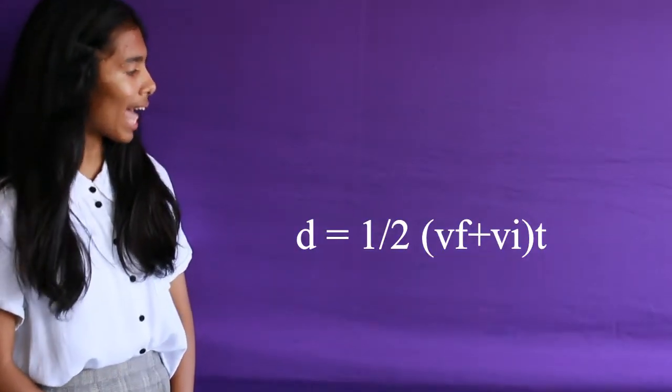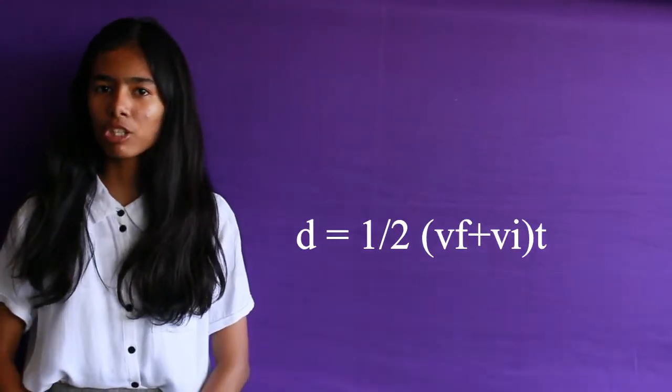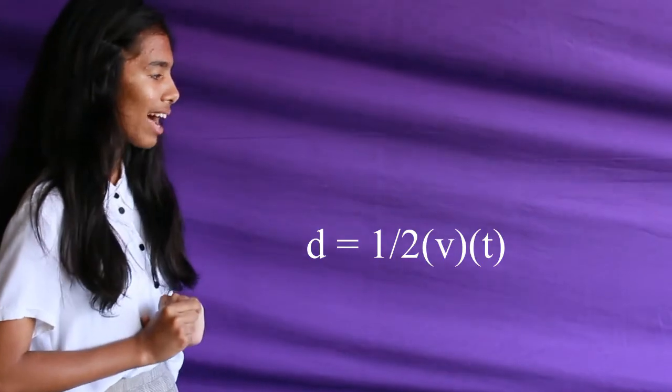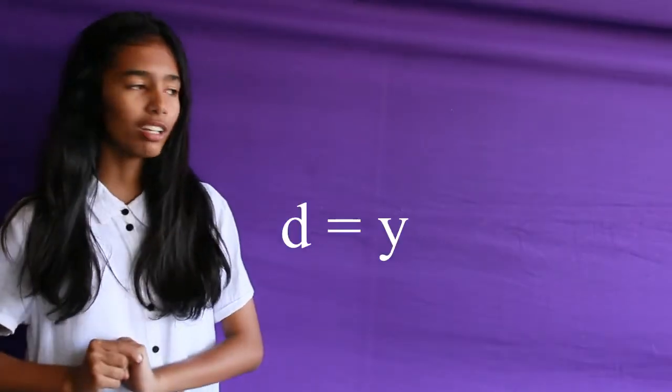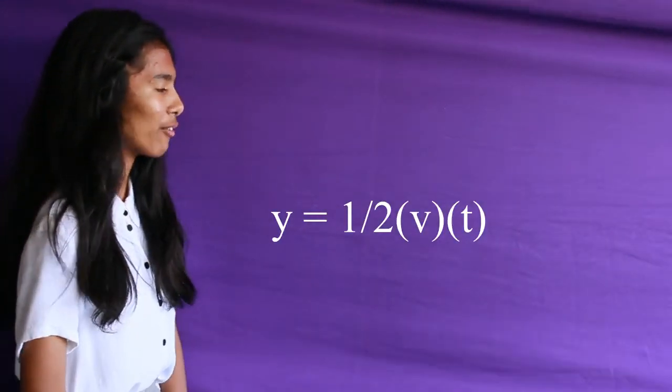Now let's move on to our second free fall equation. As you can see, the second kinematic equation is d equals one half, Vf plus Vi, multiplied by t. But since in the free fall equation Vi is equal to 0, our equation is going to be d equals one half Vf times t. To indicate that we are describing the vertical distance traveled by the object, we replace d with y, and thus our equation is y equals one half Vf times t.